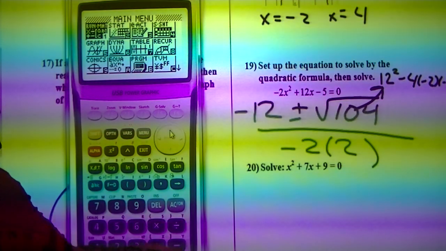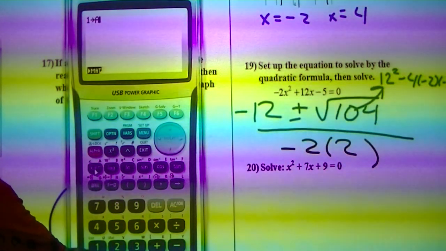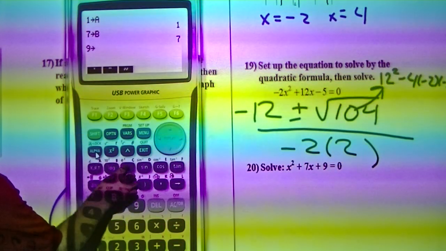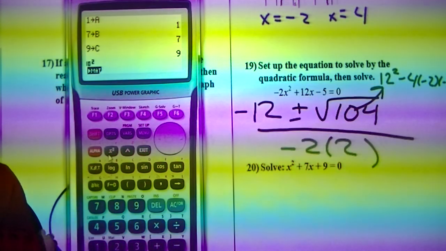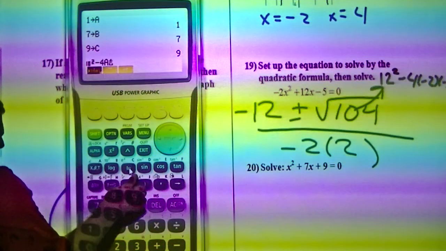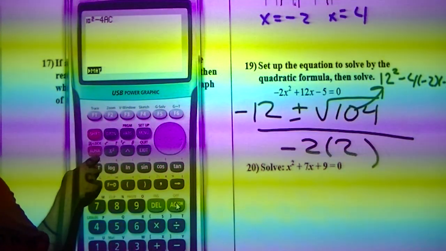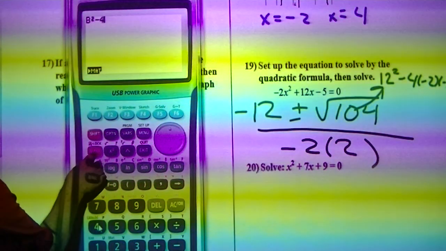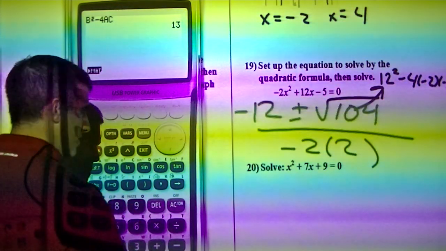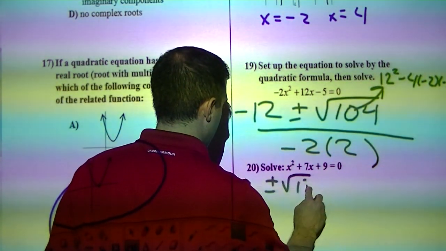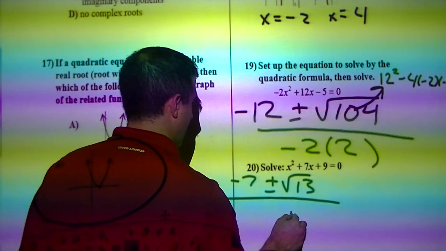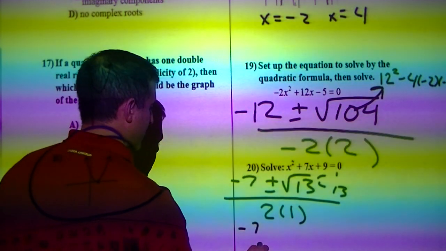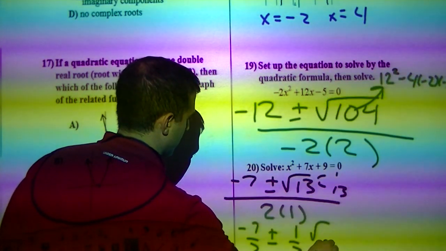So I'm going to go back to the menu. I'm putting 1 in for alpha A, 7 in for alpha B, and 9 in for alpha C. I'm doing B squared minus 4 alpha A, alpha C. That gives me 13. So I've got plus or minus square root of 13 over 2 times 1, with -7. Now 13 won't get any smaller, just 1 and 13, so I didn't have to reduce that. So that's going to be -7 over 2 plus or minus 1/2 square root of 13.